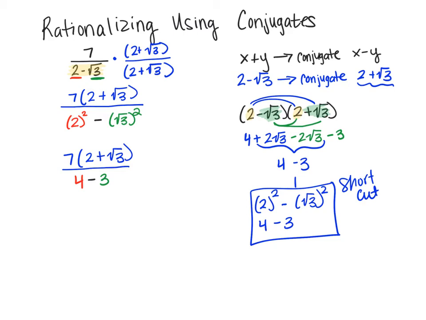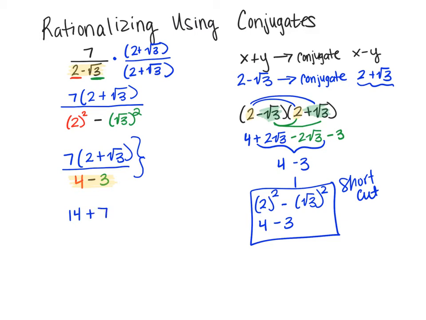So there's a reason I haven't multiplied the 7 in yet, because sometimes when you are doing the denominator, you're going to get a number at the bottom that you can simplify with the 7 on the top. So sometimes I like to wait to multiply the 7 in to see if I can simplify anything at the end. So in this case, 4 minus 3 is just 1. So I'm going to multiply in the 7 for my final answer. So 7 times 2 is 14.